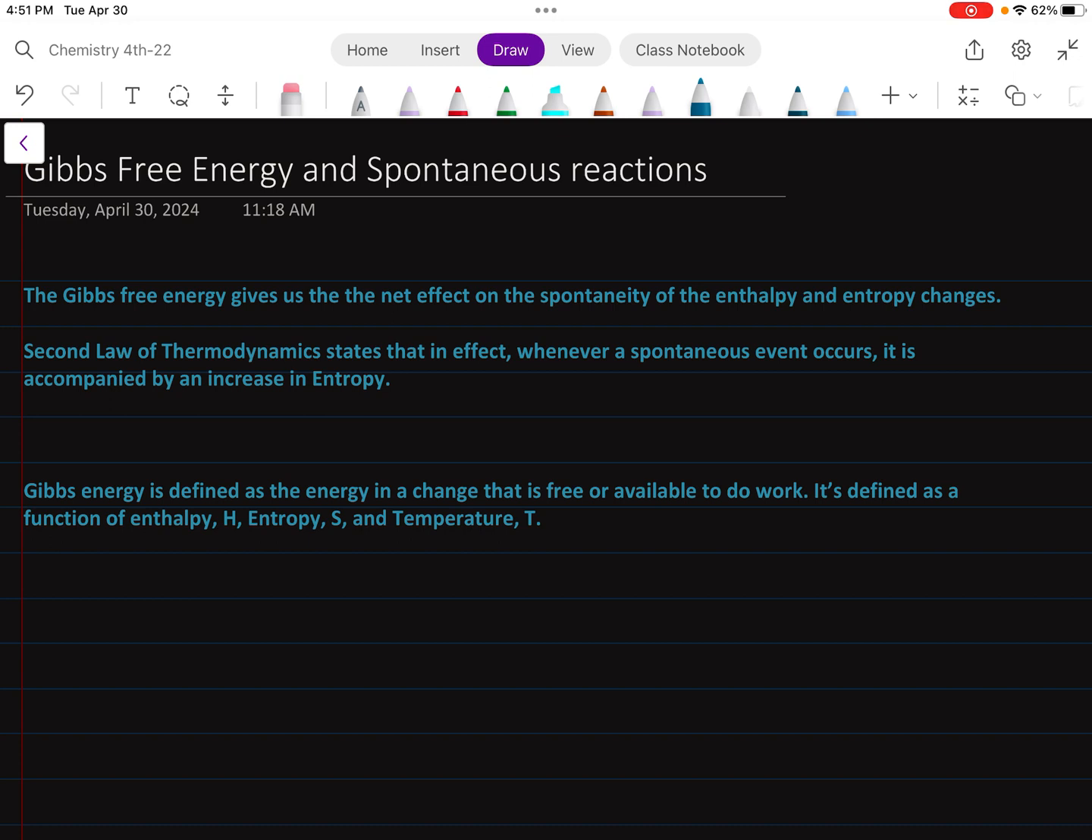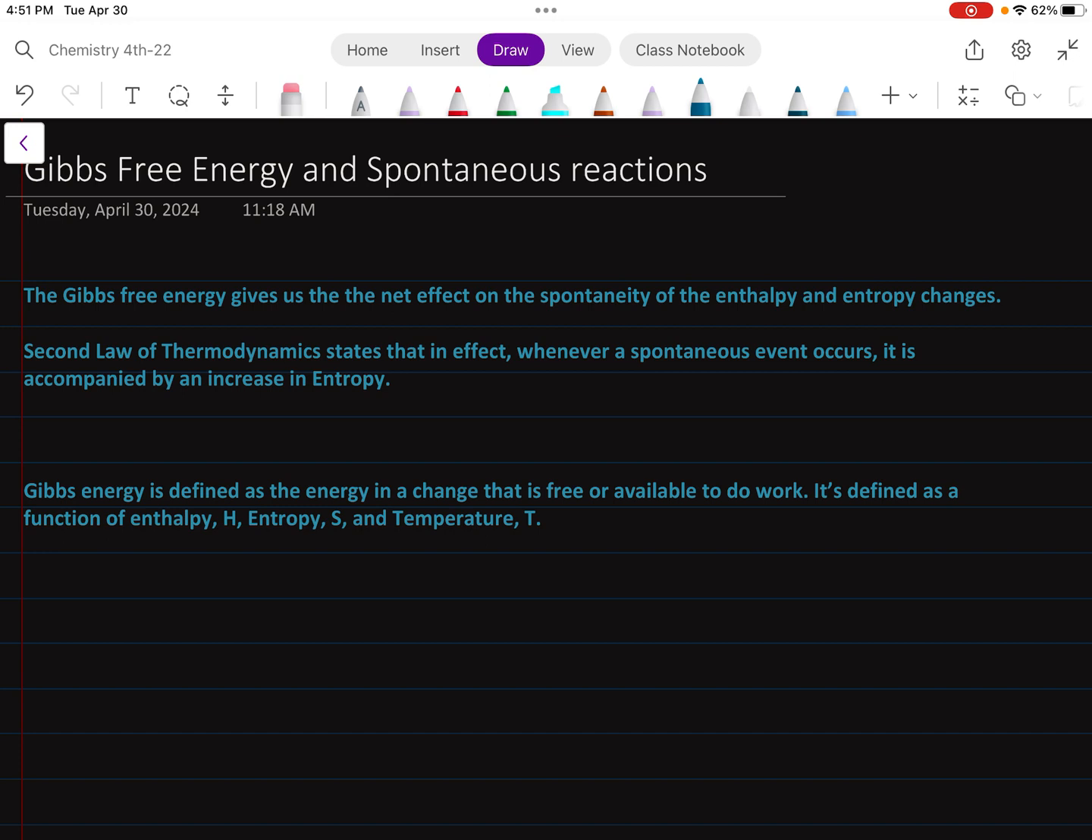Now, to focus on this a little bit, we're going to talk about the second law of thermodynamics. The second law basically states that whenever a spontaneous event occurs, it is immediately followed by an increase in entropy, right? So spontaneity and entropy go hand in hand. Now, Gibbs energy is defined as the energy in a change that is free or available to do work. It's defined as a function of enthalpy H and entropy S with temperature.